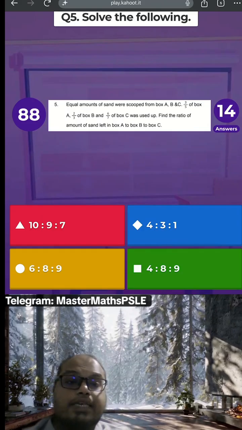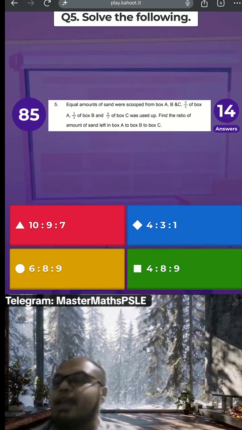Okay, in the end they're only asking for the ratio of the sand left in A, B, and C.